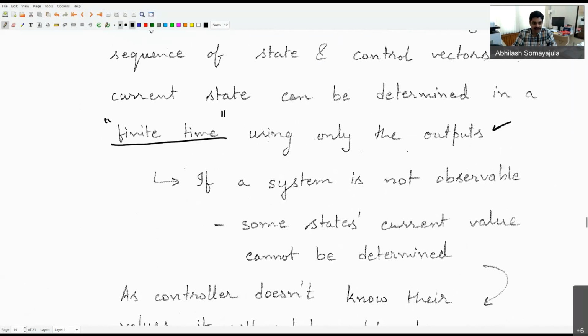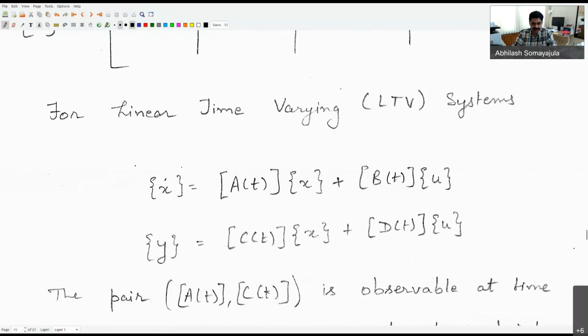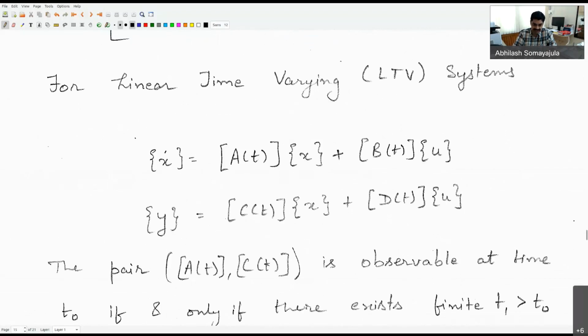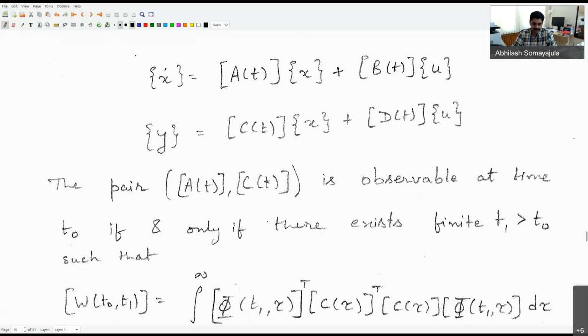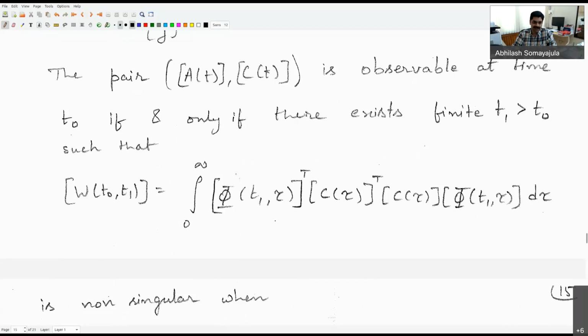Now, in the case where we have a linear time varying system, in which case A and C are varying with time, the definition of observability has to be tweaked a little bit because time dependence has come into the picture. The idea there is that you will have to formulate the so-called Gramian matrix W, and you have to ensure that this matrix is non-singular.